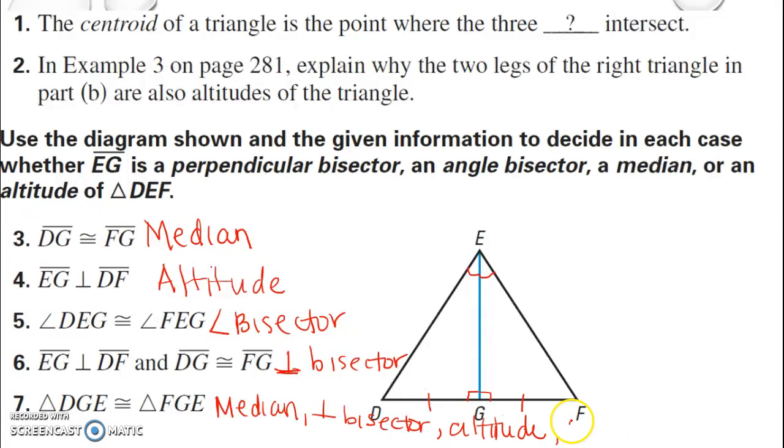And lastly, because of the angles, it's also an angle bisector. Okay, and that's all that we have to do in this section.